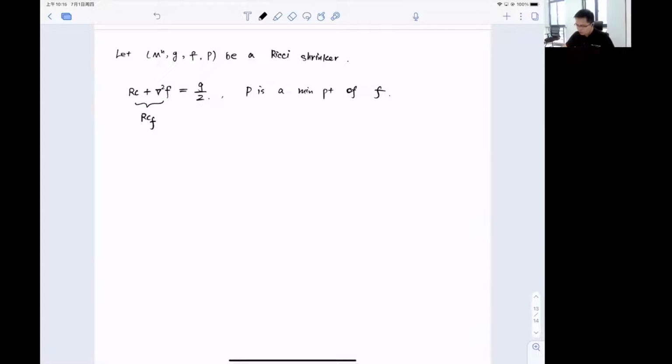Moreover, last time we have chosen a normalization for our potential function f so that the gradient of f squared plus the scalar curvature is equal to the potential function f. So it in particular implies that f is non-negative because the scalar curvature is always non-negative. And we have other identities like the Laplacian of f plus R is equal to n over 2, which is just by taking the trace of the original identity in the definition of Ricci shrinkers.